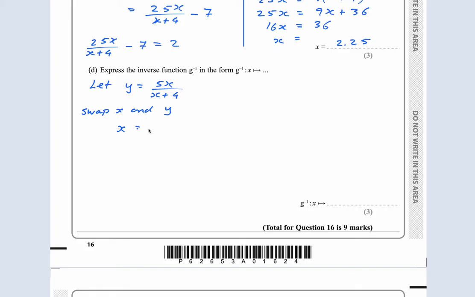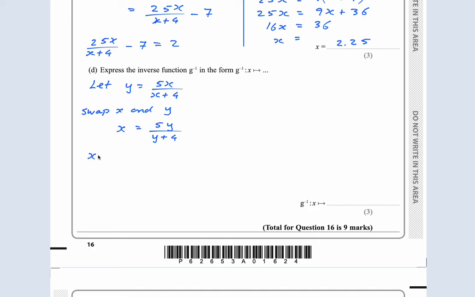So x equals 5y over y plus 4. Then I'm going to rearrange for y. So I'm going to multiply. Again, guys, when you have a denominator that you don't like, multiply across by that denominator.